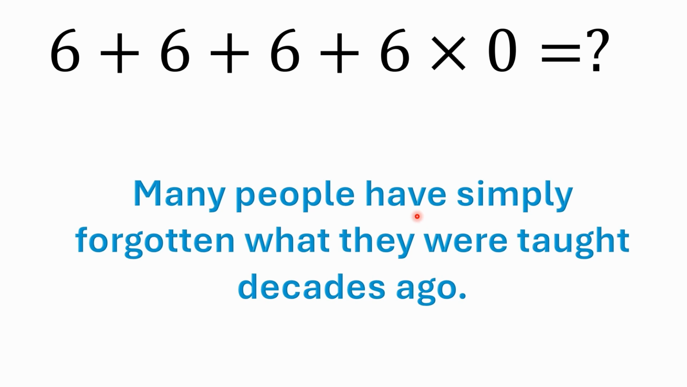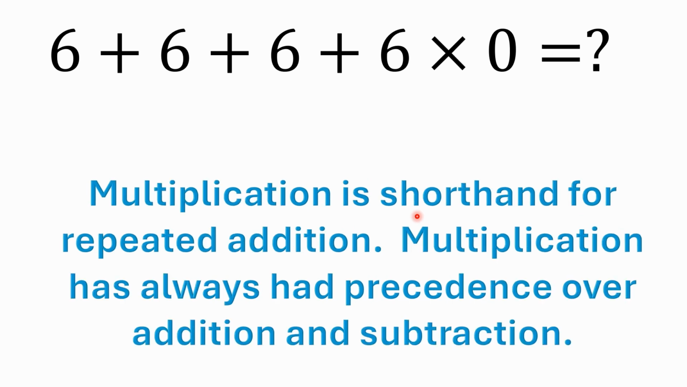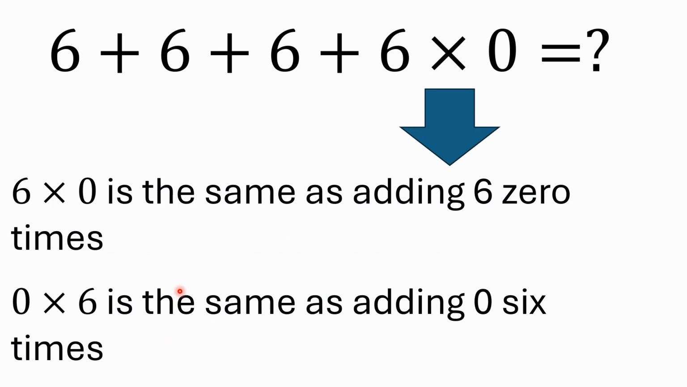Well, like I said, a lot of people have just forgotten what they were taught decades ago. Another thing to keep in mind, multiplication is just shorthand for repeated addition. Multiplication always had precedence over addition and subtraction. And 6 times 0 is the same as adding 6 0 times. 0 times 6 would be the same as adding 0 6 times. So we really do need to do the multiplication first because this is shorthand for repeated addition.